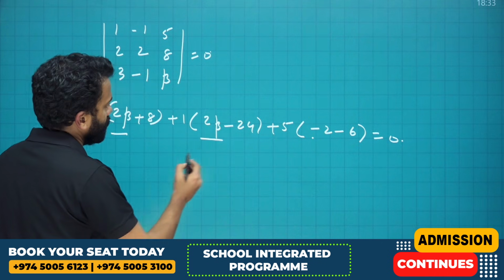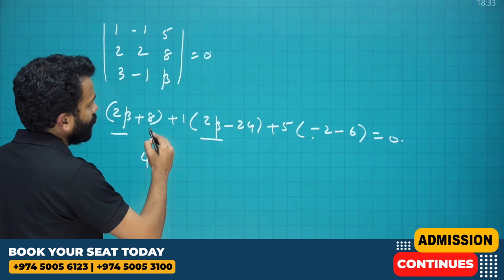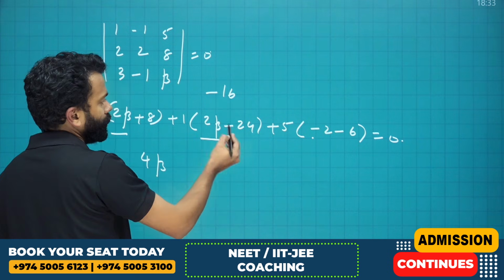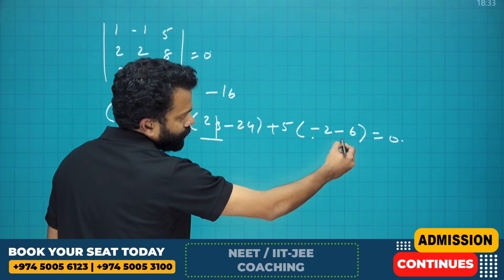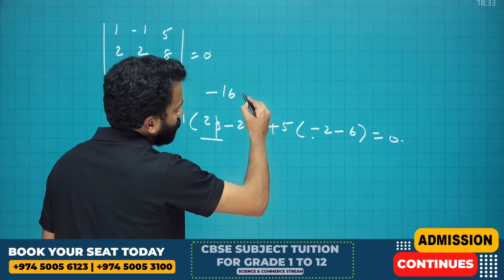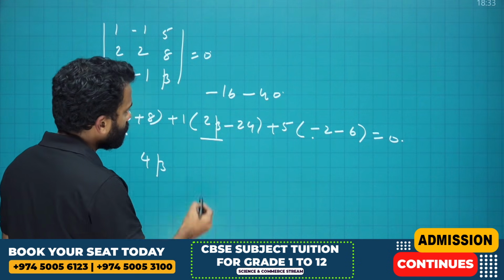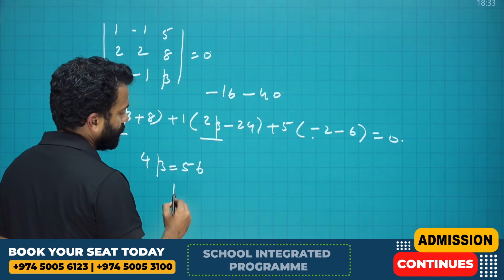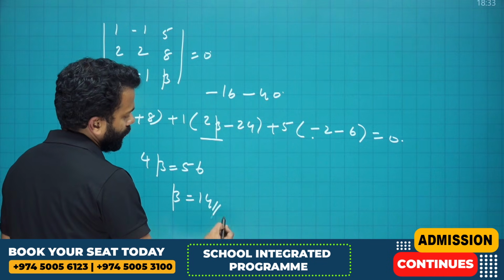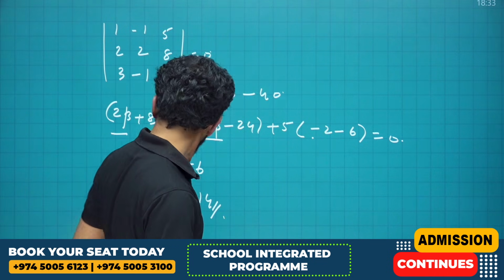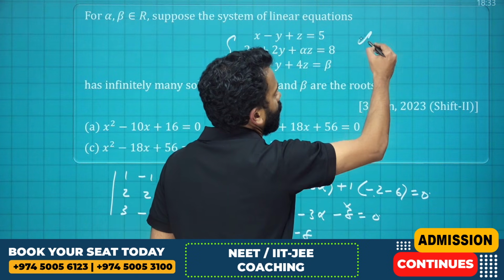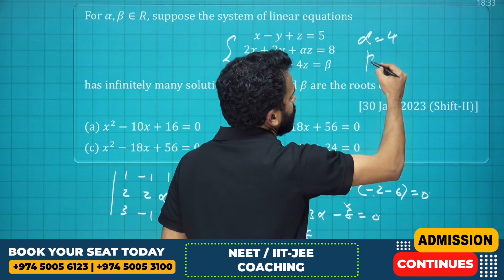2 beta, that is 4 beta. 8 minus 24, that is minus 16. Minus 8 minus 24 minus 16, this is what? Minus 8 minus 40, right? Minus 56, that is equal to 56, that is beta is equal to what? 14. So what was the value of alpha? Alpha is equal to 4 and beta is equal to 8.